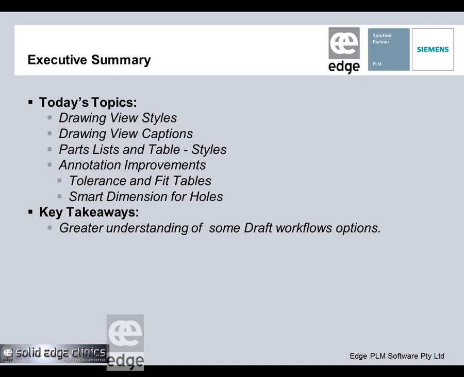We're going to look at some annotation improvements that are in both ST4 and earlier versions as well. We're looking at tolerance and fit tables, which have been around for a while, and some new smart dimension for holes, and how we can program tolerancing on callouts.